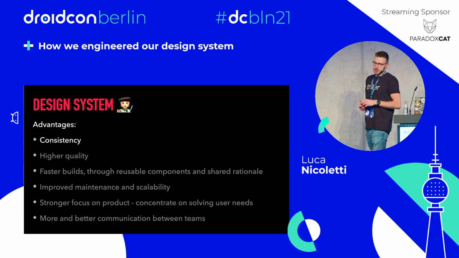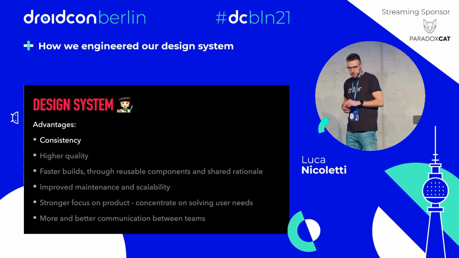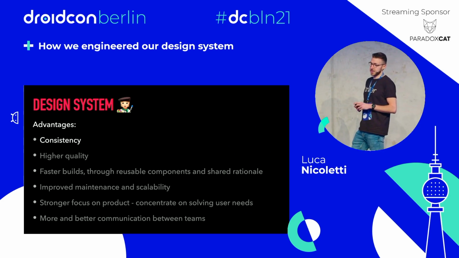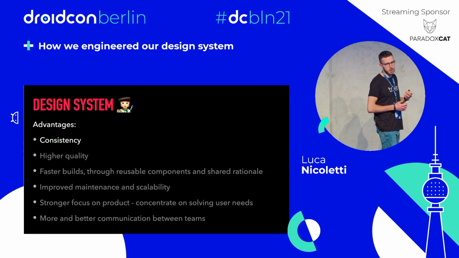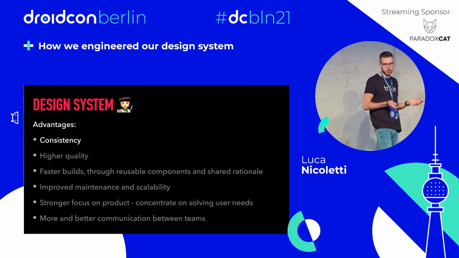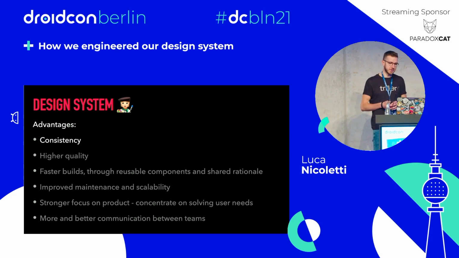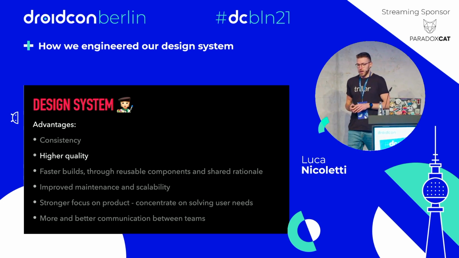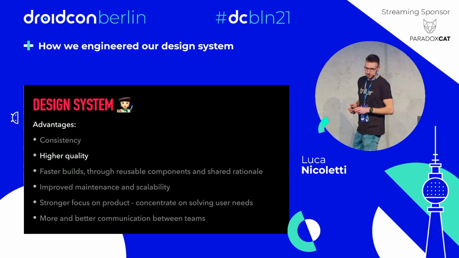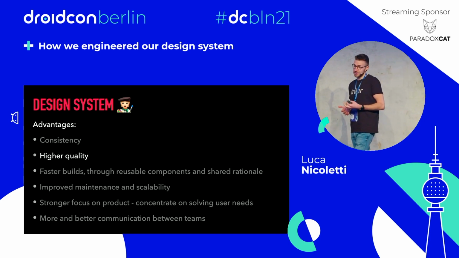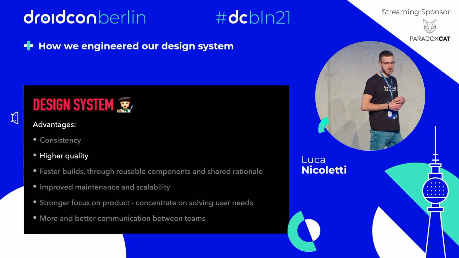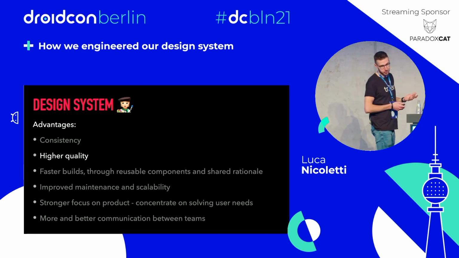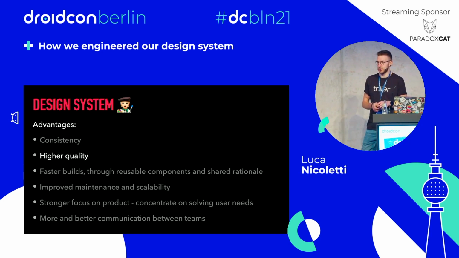So, what are the advantages of a design system? First of all, consistency. Once the design system is in place, it's really easy to have consistency across not only one product of the company, but all the products of the company, if the company has more than one product. You get higher quality. This is because once the design system is in place, you don't really need to focus on code quality, test coverage, and whatever, but you can actually focus on the end product, so what the user is actually going to be using.